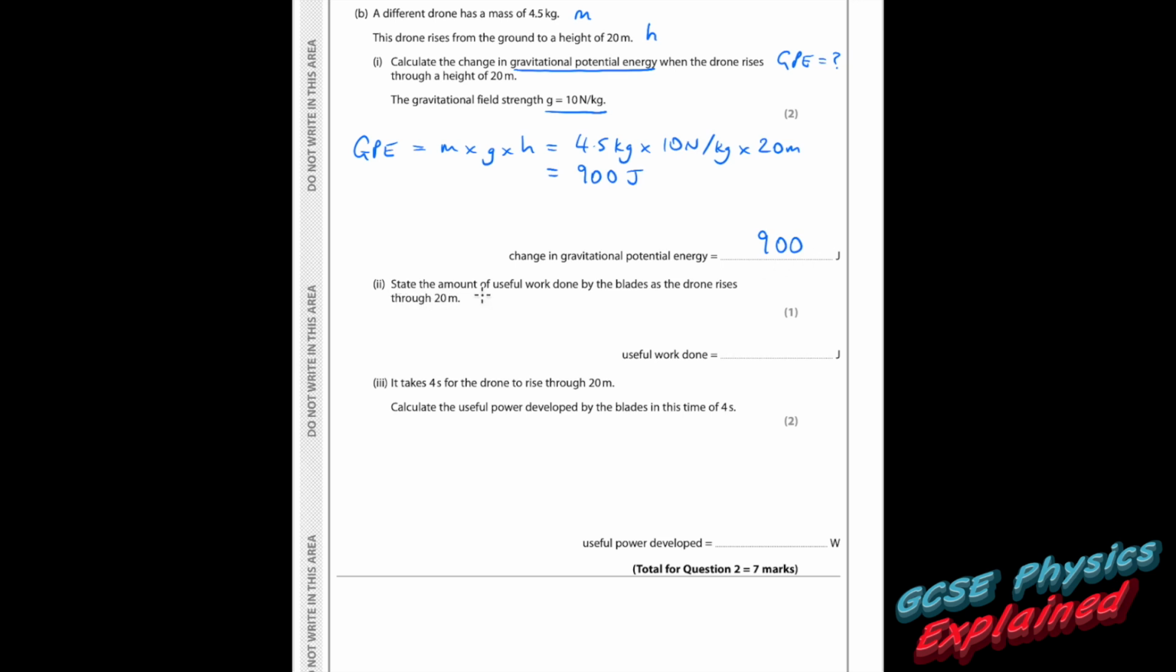Part 2. State the amount of useful work done by the blades as the drone rises through 20 metres. So the useful work done, that's going to be the same as the energy transferred. So we've just transferred 900 joules of energy to the drone, so that means we've done 900 joules of work.